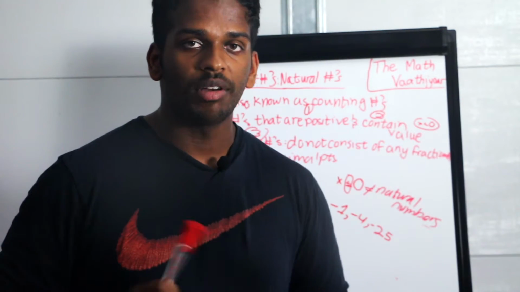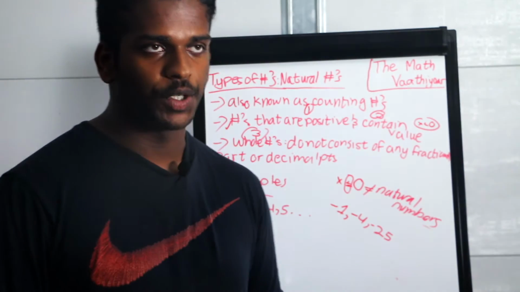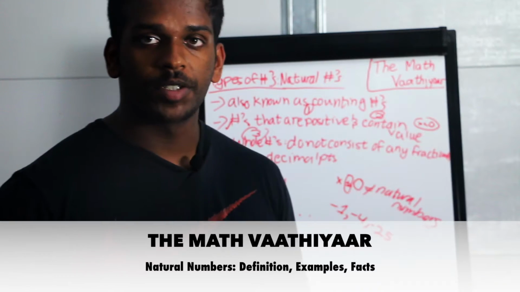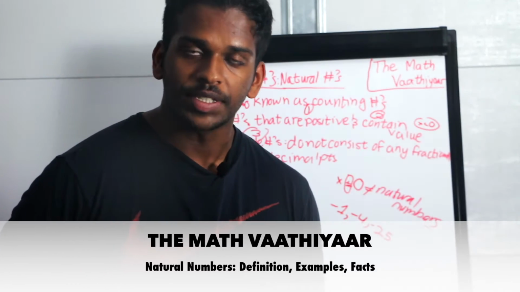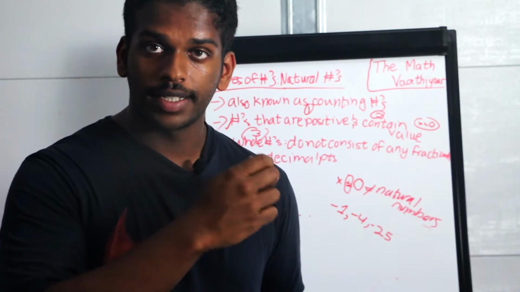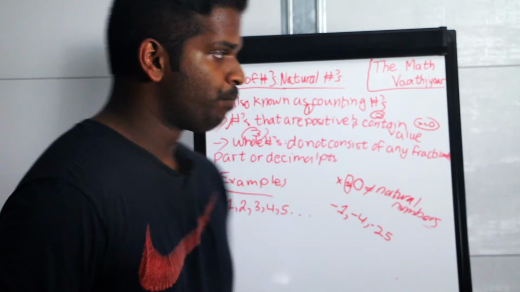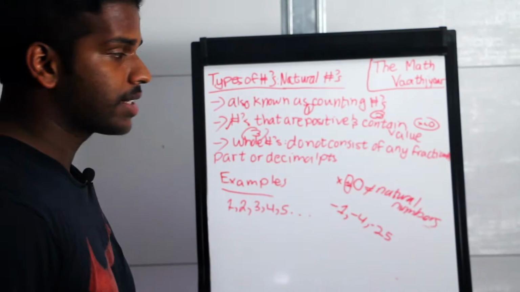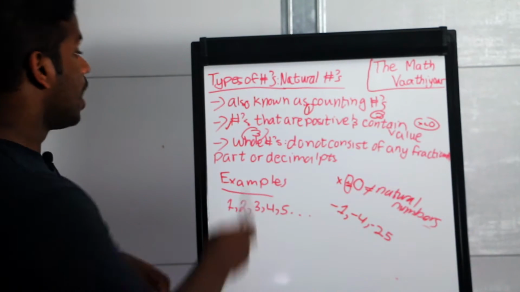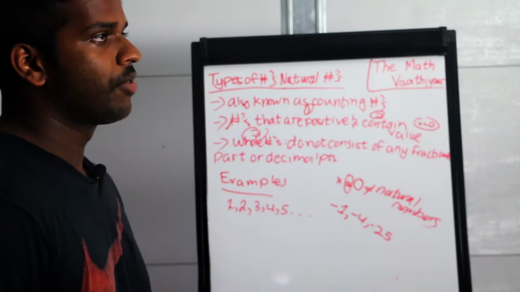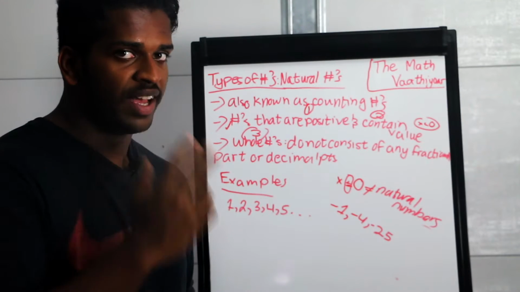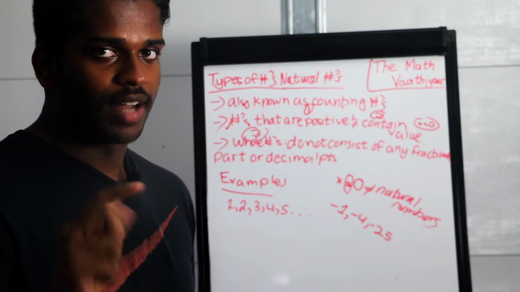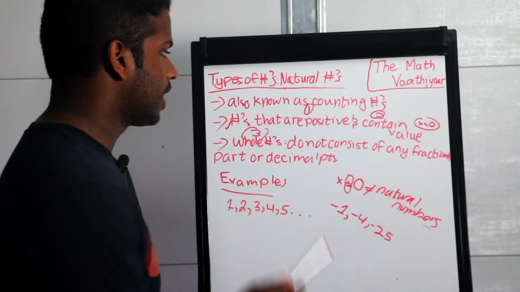In this video, we will be taking a look at natural numbers, which is the first type of number on our list. So without further ado, let's get into this lecture. Okay, so on the whiteboard here, I've written some important facts about natural numbers. I've also given the criteria for determining whether a given number is a natural number or not. So let's take a look at that first.